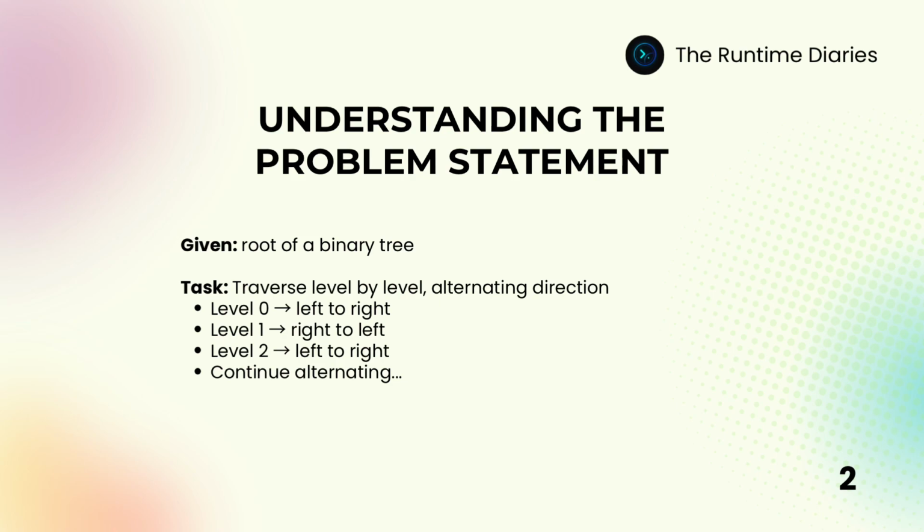We're given the root of a binary tree, and we need to traverse it level by level. That part is standard breadth first search, or BFS. But here's the twist. Level 0, you read left to right. Level 1, you read right to left. Level 2, you go back to left to right. And you keep alternating the reading direction for every level. So it's still fundamentally a BFS problem, but with a directional flip layered on top. That flip is what makes it zigzag.